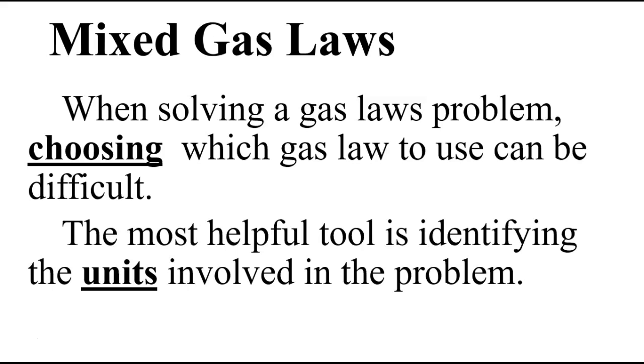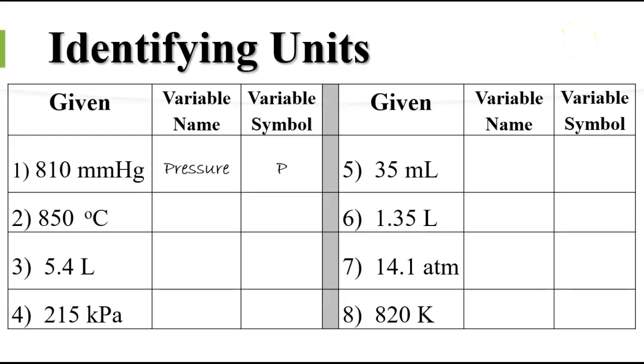So your best tool in identifying which gas law to use, which equation to use, is the units that are given to you in the problem. And we did an exercise like this last week, but we're going to do it again because it's that important. Your units are your best friends. I've said it a million times and you're sick of it. I know. So when I say units, I'm talking about millimeters of mercury, mmHg, Celsius, liters, kPa, kilopascals, milliliters, atmospheres, Kelvin. Okay, that tells us what variables we're using.